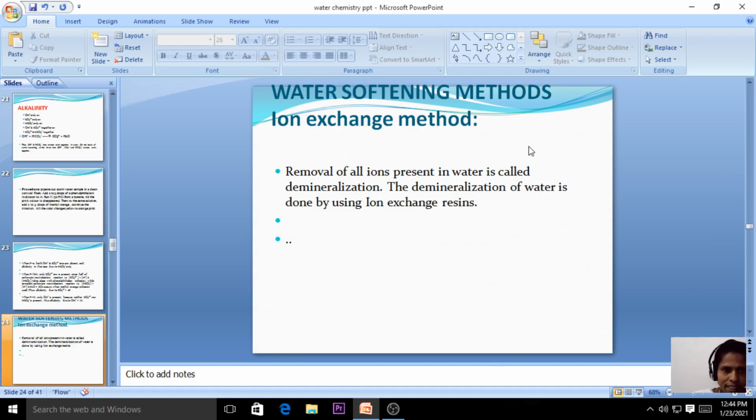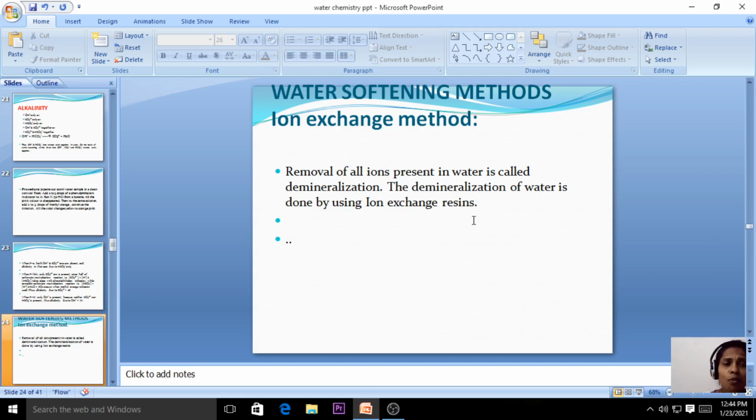So now let us see the ion exchange method. Removal of all ions present in the water is called the demineralization process. What is the ion exchange method or the demineralization process? Removal of all ions present in the water. The demineralization of water is done by using ion exchange resins. So what are we using in the ion exchange method? We are using ion exchange resins. Resins are nothing but polymers.